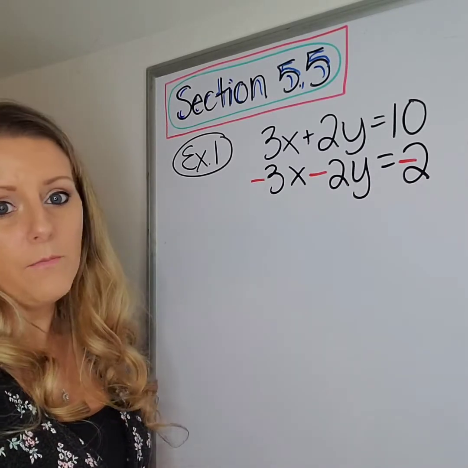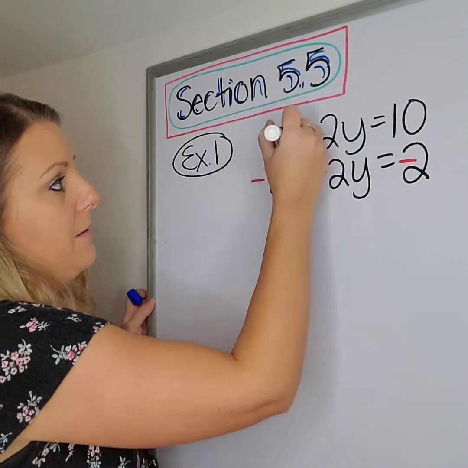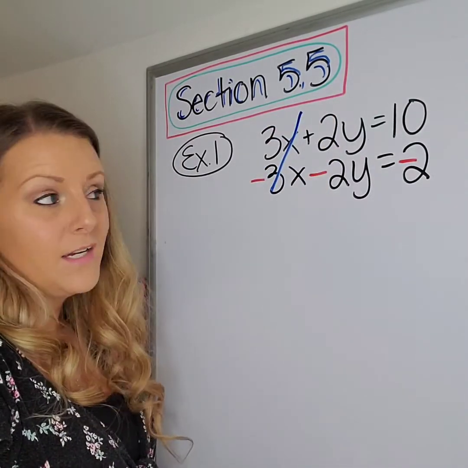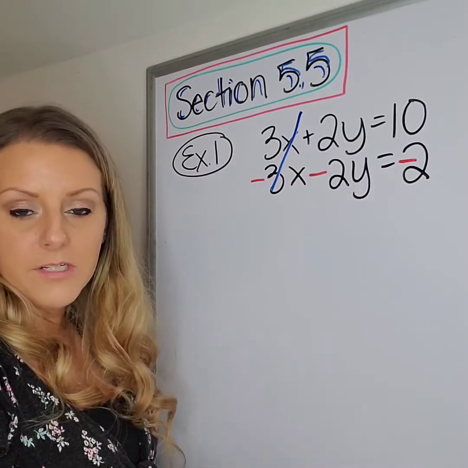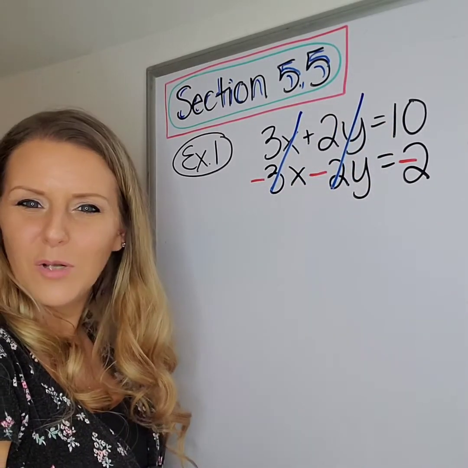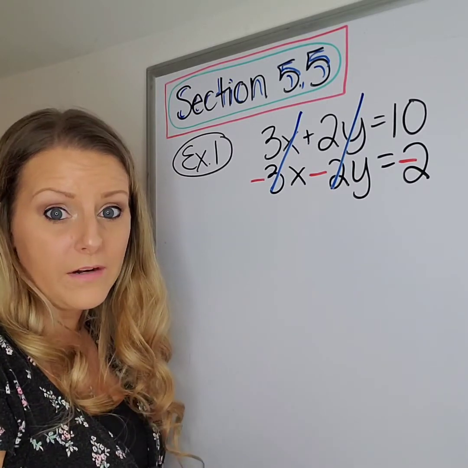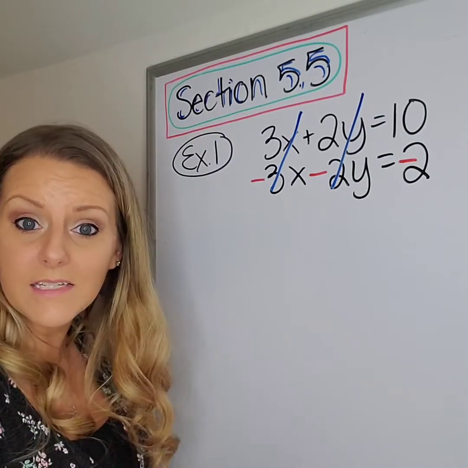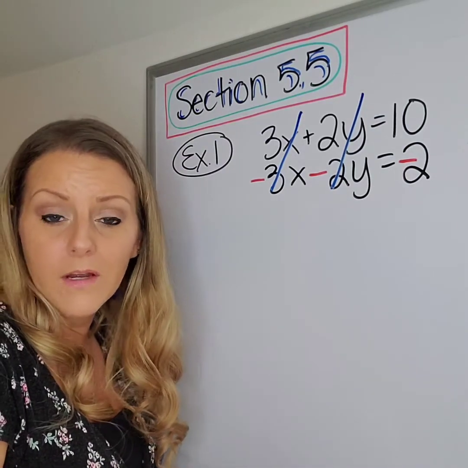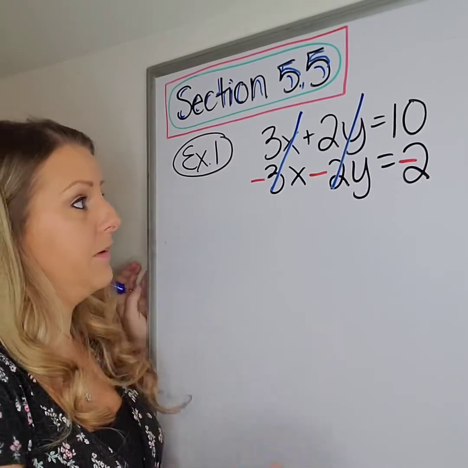Okay? So now, does the 3x and the negative 3x eliminate? Yeah, it does. What about the 2y and the negative 2y? Does it eliminate? Yeah, it does. Well, that's something new. We haven't ever noticed anything where both letters eliminate. Usually it's just the x's eliminate and you go find y, or the y's eliminate and you go find x. But now both letters have eliminated.